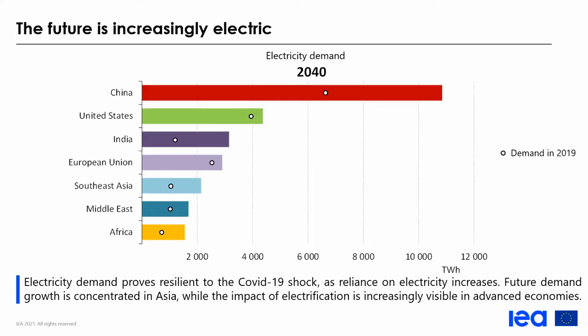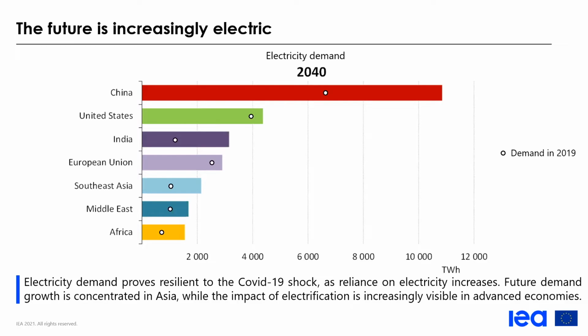So yes, Africa doubled. We have also other interesting trends. You can see how India, for example, based on our analysis, would take over the European Union as the third largest power system before 2040.